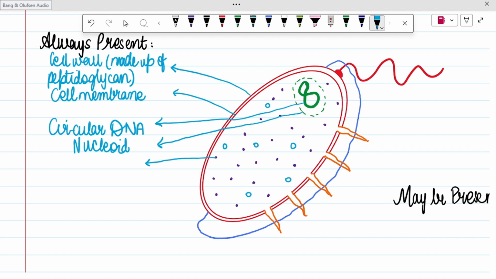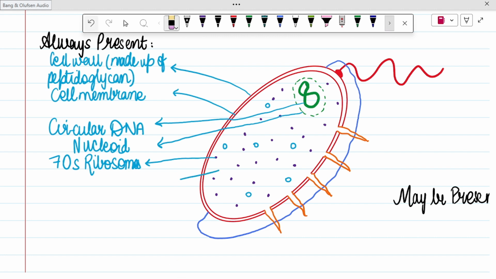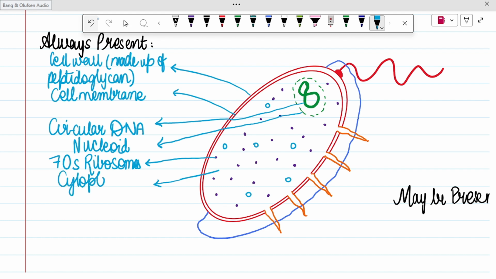Why are they present in mitochondria and chloroplast? वो हम study करेंगे in your endosymbiotic theory. So these are your 70S ribosomes. फिर this fluid is your cytoplasm, same as the eukaryotic cells. इसमें कोई difference नहीं है. This is the cytoplasm. ये हर bacterial cell में आपको नजर आएगा.